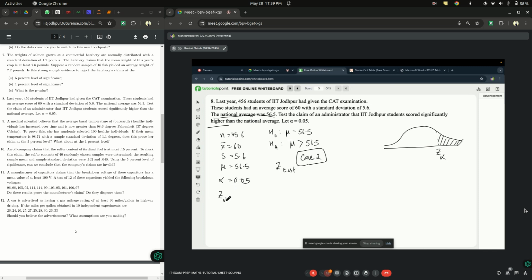Z observed is X bar minus mu upon standard deviation by root N. Yes, this will be sigma, because we have converted it. So what is my value of X bar here? X bar is 60 minus 56.5 upon 5.6 upon under root of 456. Correct? Okay. Likhit bhai, what is the answer of it? Can you help me out?